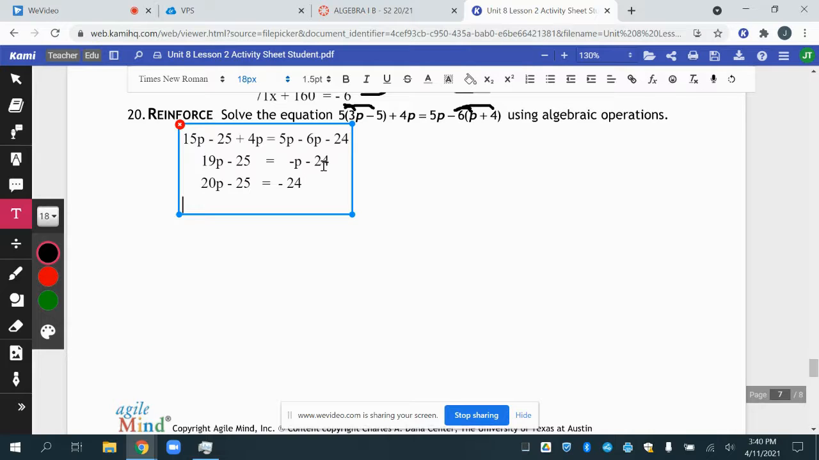All right, now I need to get rid of these guys. I'm going to add 25. So I'm going to get rid of this, and then that, and p will be by itself. So if I add 25, I end up with nothing on the left side except for 20p. And then I added 25 over here, and that gives me 1.